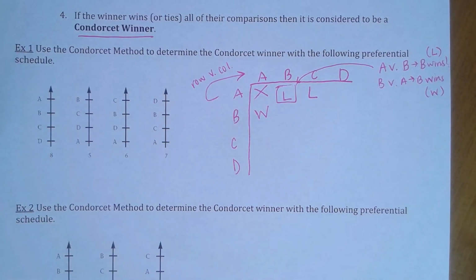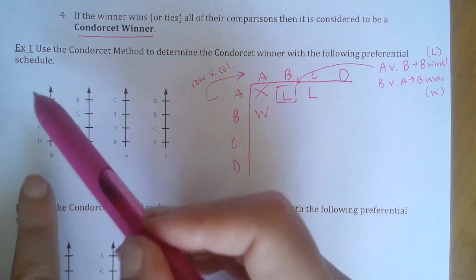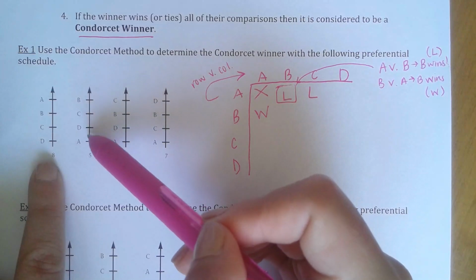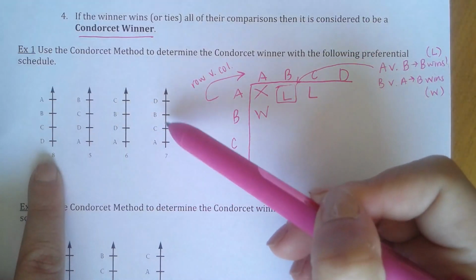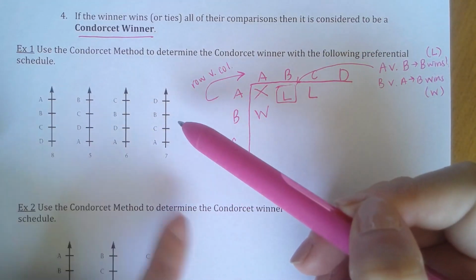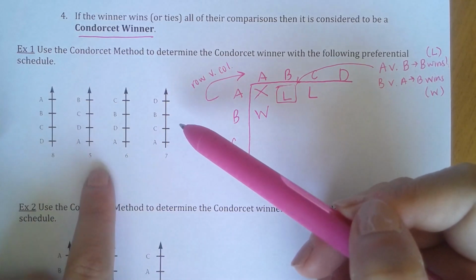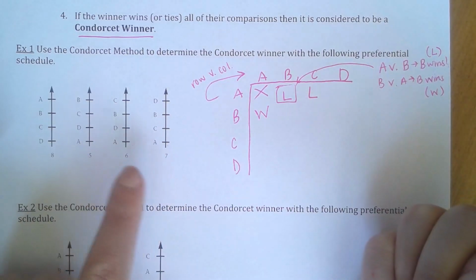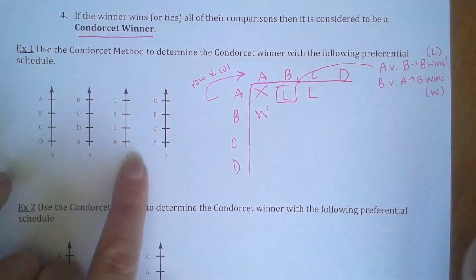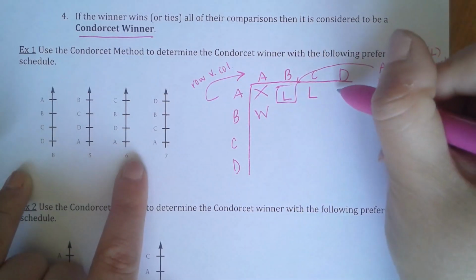And we do it again. We look at A versus D. A beats D 8 times, D beats A 5, D beats A 6, D beats A 7 times. So it's 8 versus, what is that? I just keep 18. So 18 votes would go to D, which means that A loses that battle.